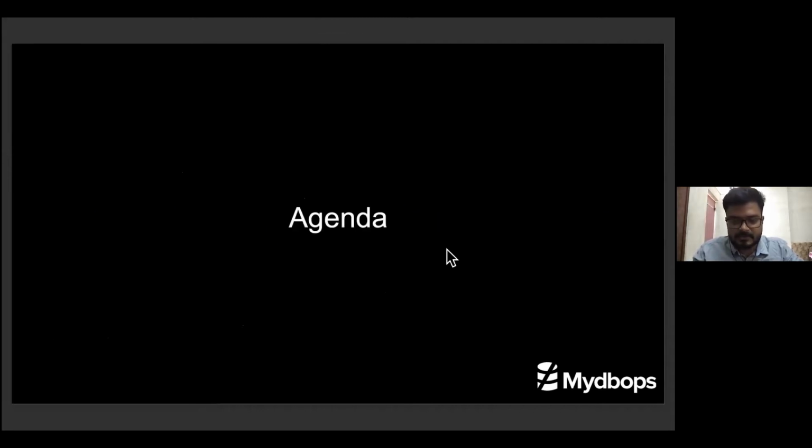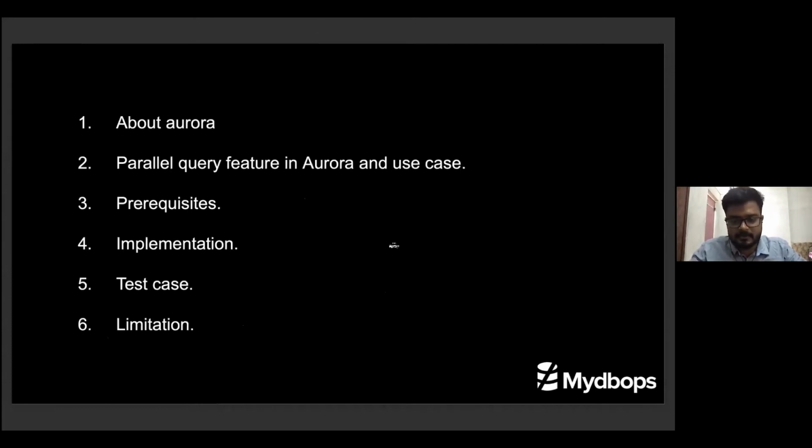So going forward to the presentation of the agenda. We are going to see about Aurora, then the main special features of parallel query in Aurora. Then what are the prerequisites that we need when we are creating an instance for Aurora. Then how to enable and proceed with the parallel query. Then test cases, that means simulated test cases on my lab environment. And what are the limitations in Aurora for parallel queries.